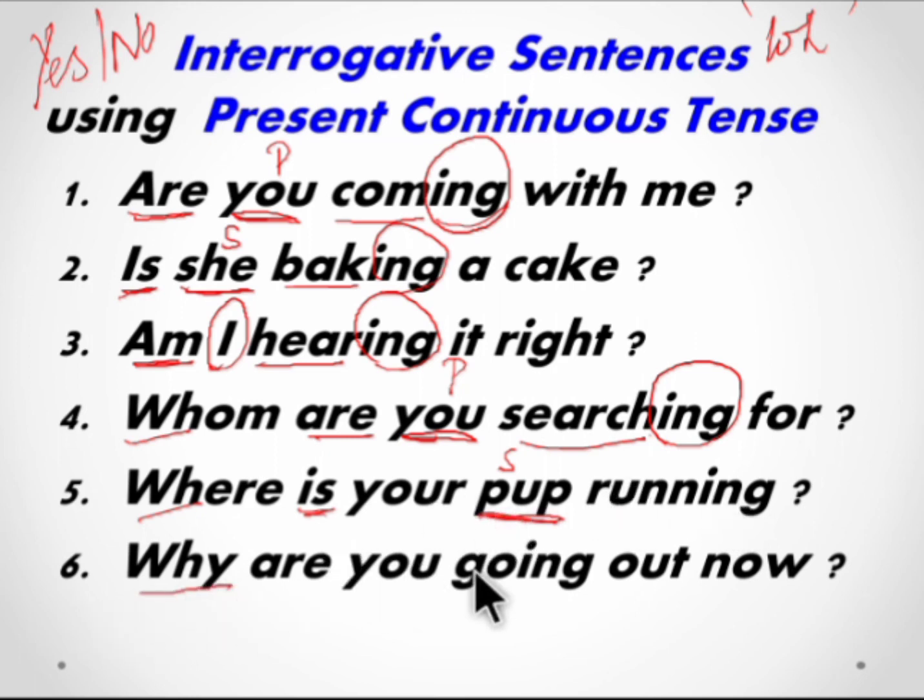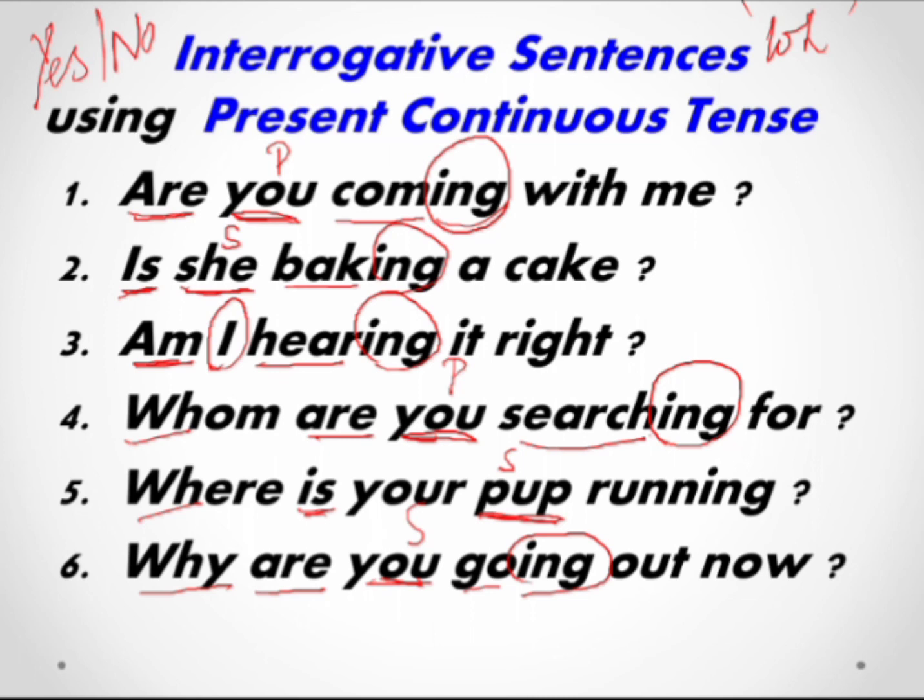Why are you going out now? So why is the WH question. Since you is the subject here and it is in plural form, we use are. Why are you going out now? Go plus verb ing. So this is how interrogative sentences are formed in the present continuous tense.